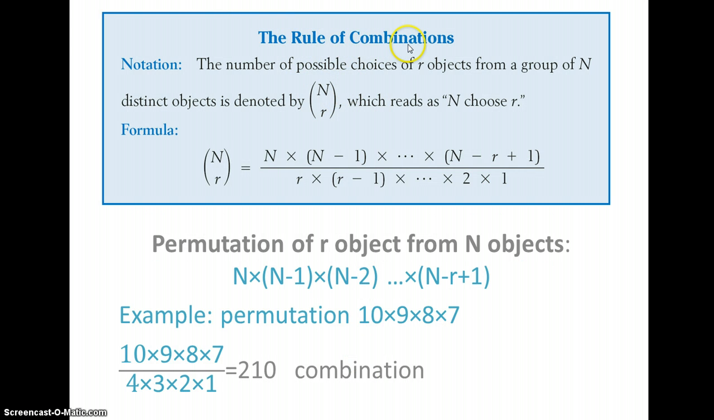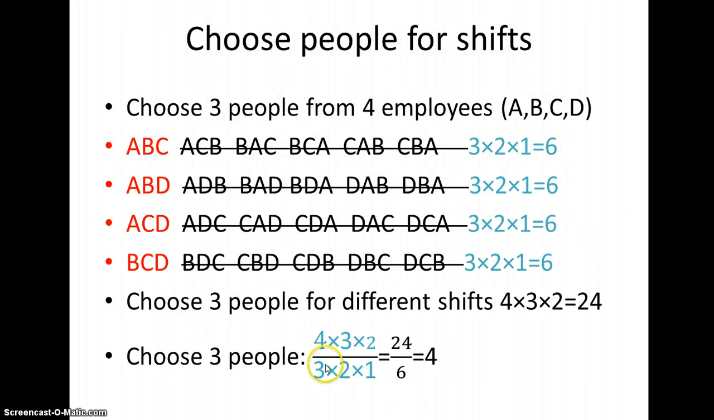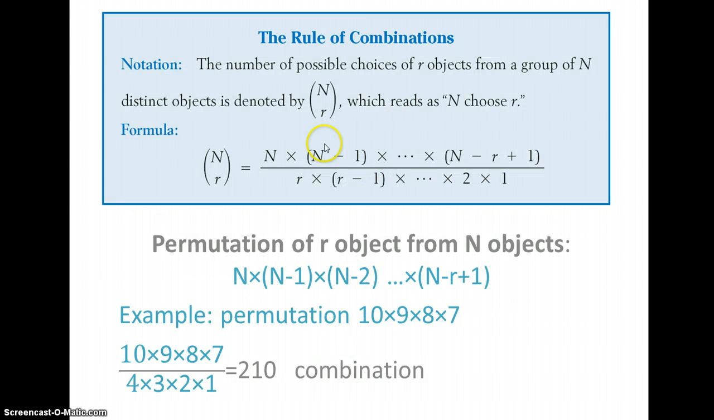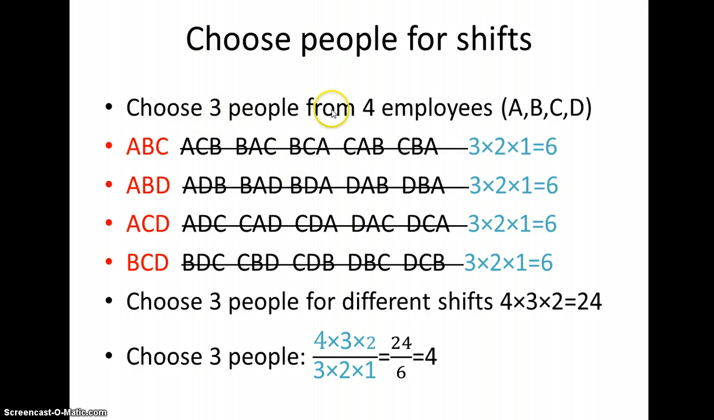The rule of combinations. We have R objects from a group of N distinct objects, denoted by N choose R, and this is the formula. So the top is the number of permutations divided by the bottom, the number of times each different way repeats. So the formula looks complicated, but if you put in the specific example, this is what we have here. In the previous example, we choose 3 from 4, so it's 4 choose 3.